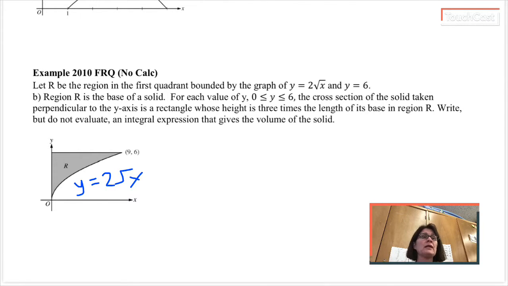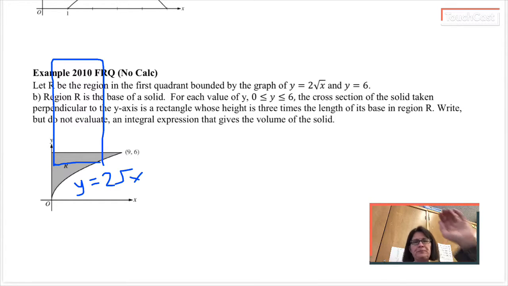This time, I've been told that my cross sections I'm going to take perpendicular to the y-axis. And every time I do that, the cross section is going to be like a rectangle. It's going to be more like a Swiss cheese slice than a Kraft singles, right? And what I know is the height is 3 times the length of the base in R. So if this is the base in R of my solid, then however long that is, the height is 3 times. So I have super tall slices, like standing up.